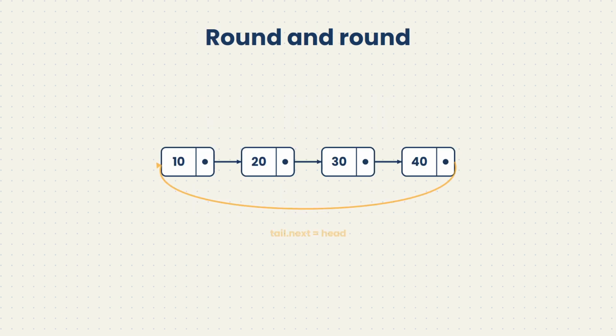There is also a circular variation, where the last node points back to the first instead of to null, forming a loop. It is handy for things that cycle naturally, like taking turns around a table or a round-robin scheduler, letting you keep moving from the end straight back to the beginning.